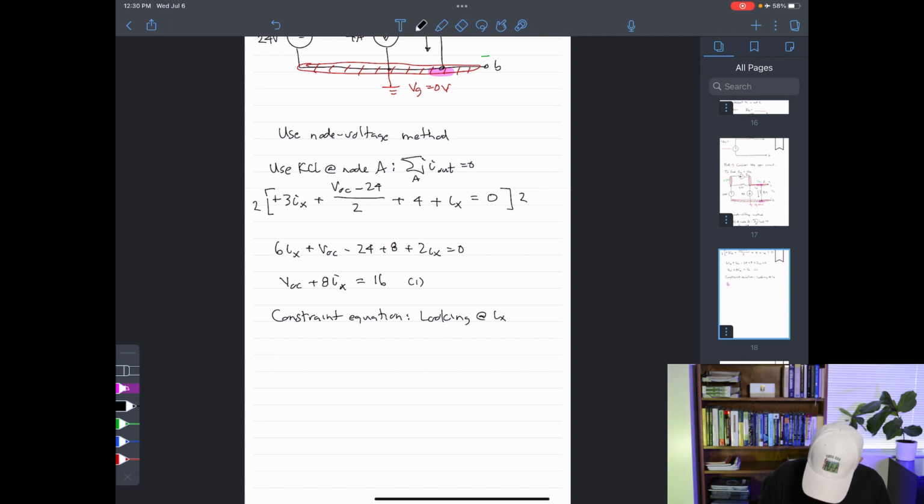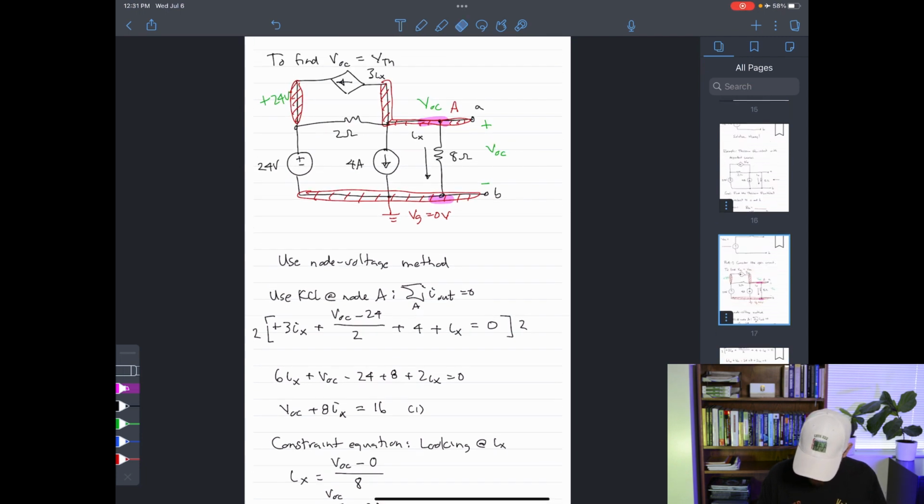Therefore, I can say that Ix is equal to VOC minus the ground node, that's 0 volts, that is flowing through the 8 ohm resistor, so divided by 8. Or just very, very easily cleaning this up, I can get rid of the 0, so I have Ix is equal to VOC over 8. This is now my equation 2. Right? And I got that again by taking a look at where Ix happened to be defined.